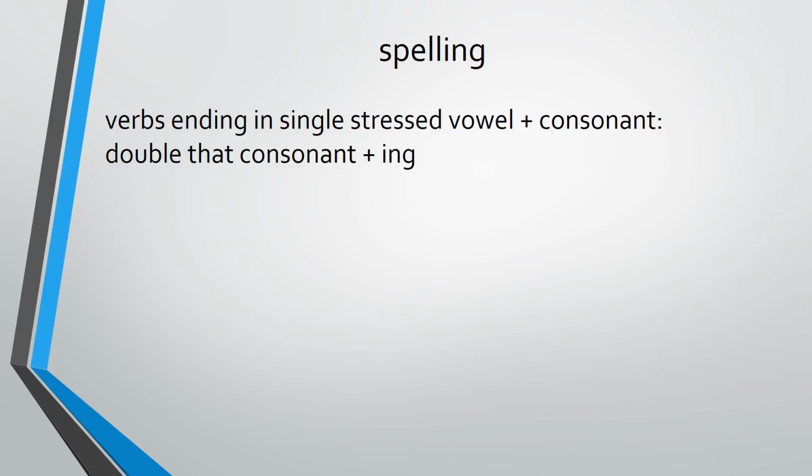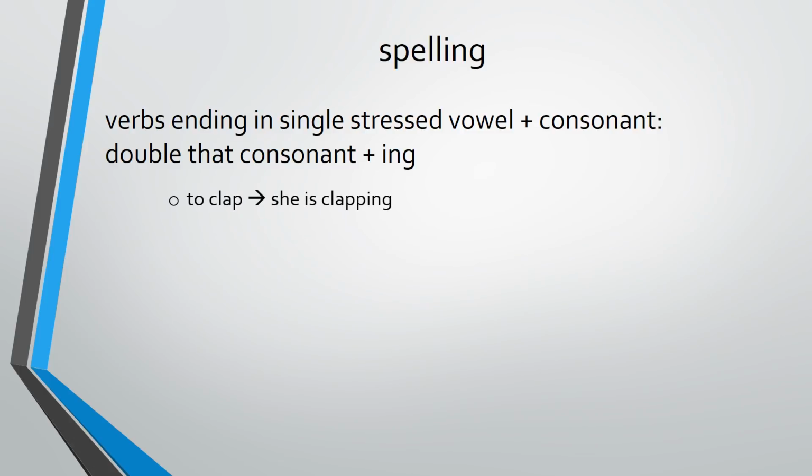There's one rule left, and that last one says that verbs that end in a single stressed vowel followed by a consonant, then you need to double that consonant and add ing as we always do. That sounds very difficult, but we're going to have a look at some examples and then it will become clear.